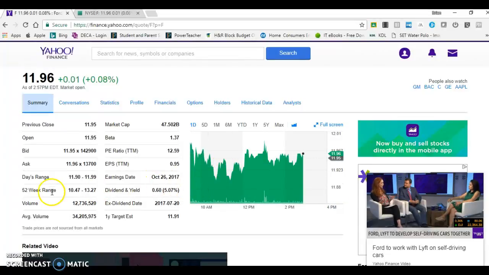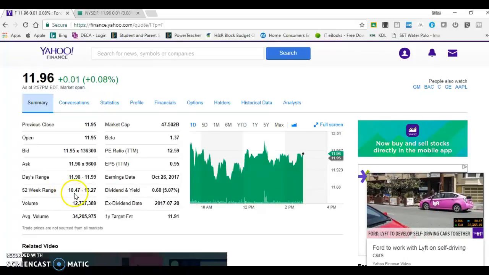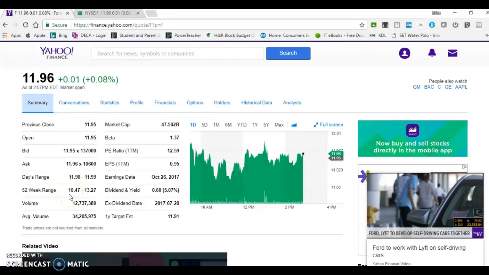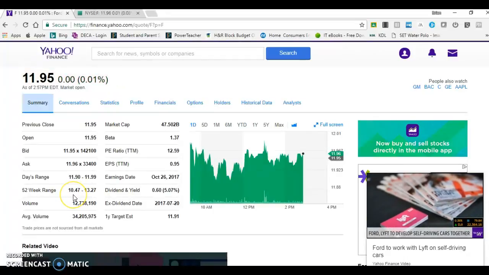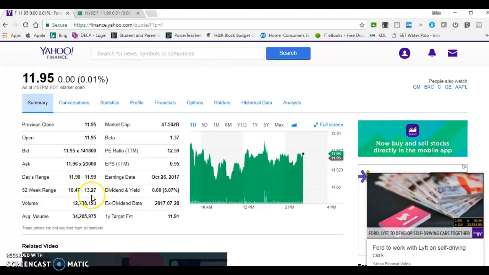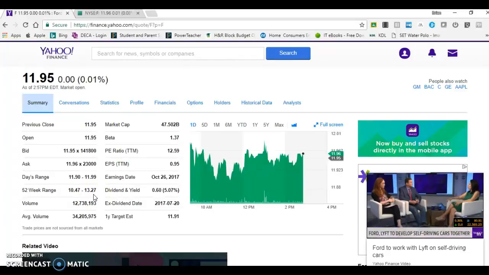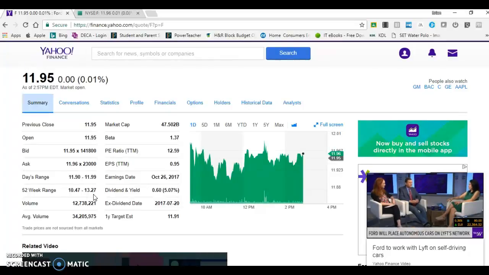Other things that I want to bring your attention to is the 52-week range. All right, so in a year, 52 weeks in a year, the lowest price has been $10.47. And the highest price that Ford has traded at is $13.27. So it's a relatively small range there. All right. So when we say blue chips, they don't move around much.